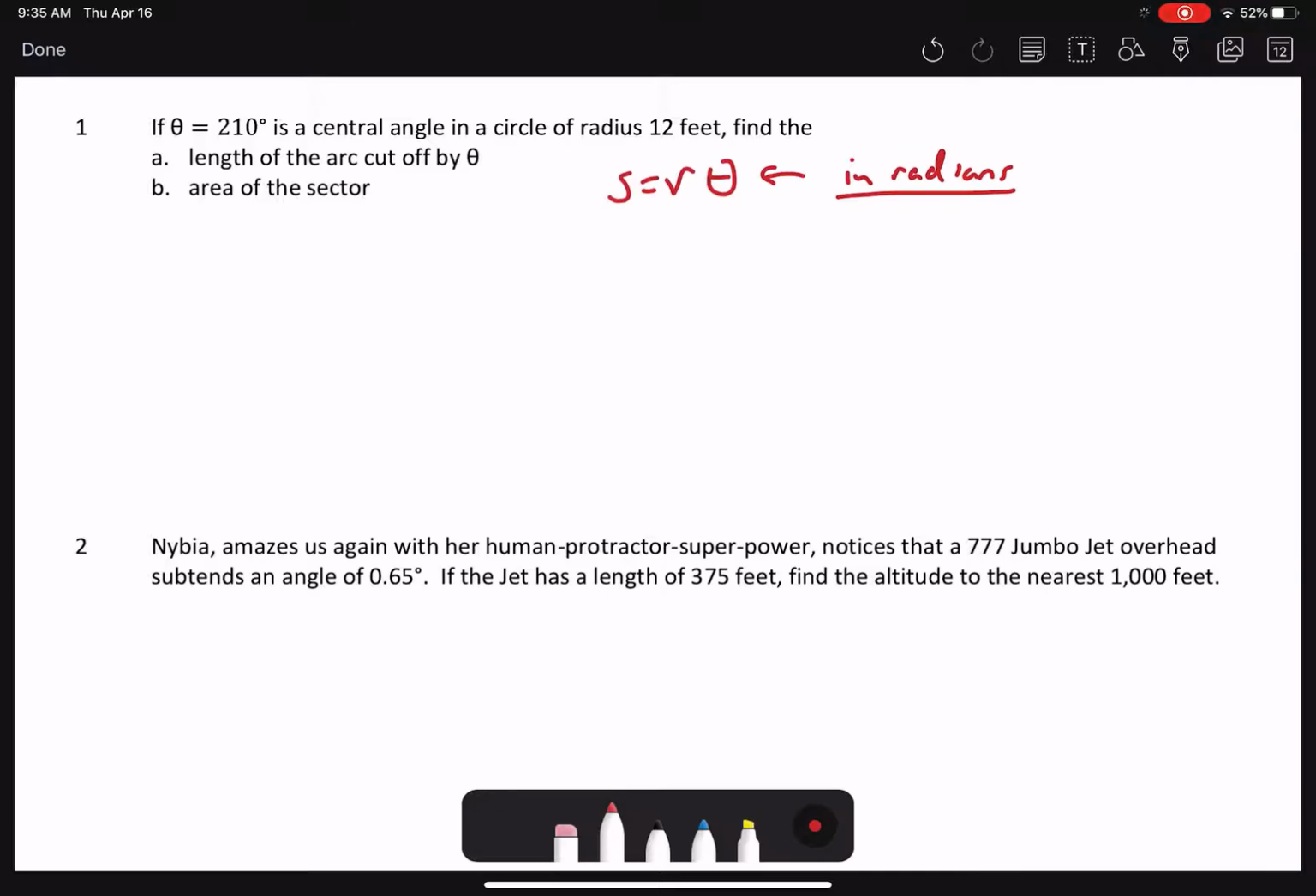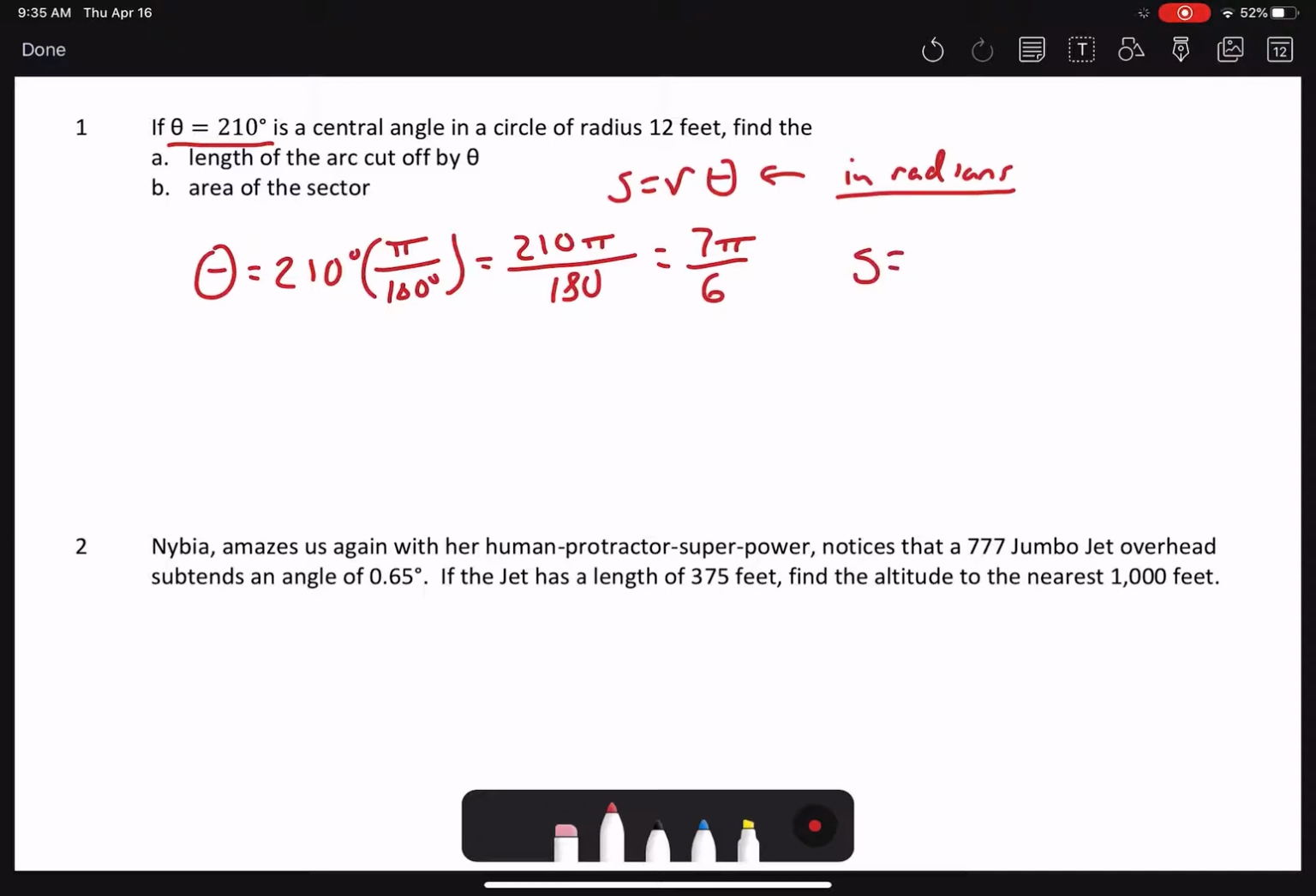And so the first thing I need to do is look at this theta that's 210 and convert that. If theta is 210 degrees and I convert that by multiplying by pi over 180 degrees, that would give me 210 pi over 180, and this would reduce to 7 pi over 6. All right, easy enough. And so now I've got my theta in radians. Therefore arc length, S, is equal to radius, which we were told is 12 feet, times 7 pi over 6.